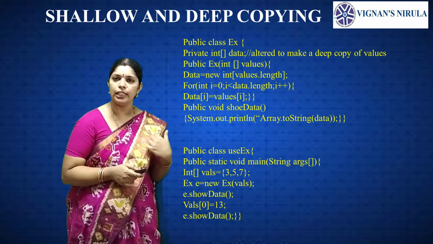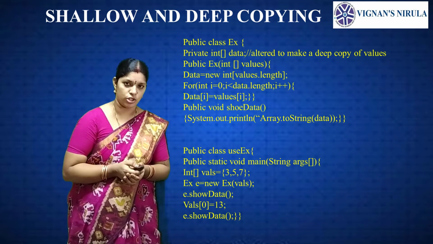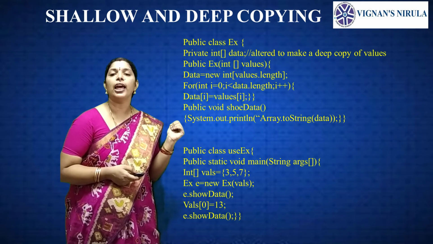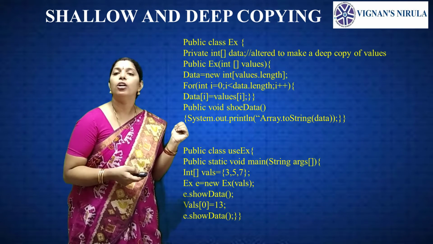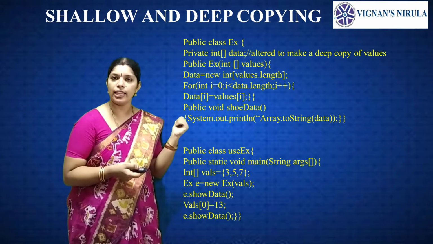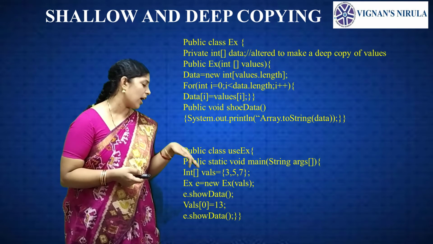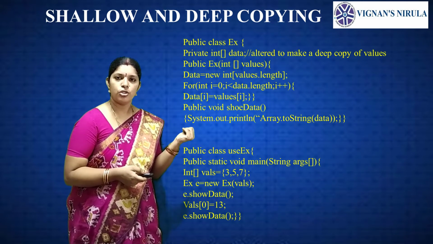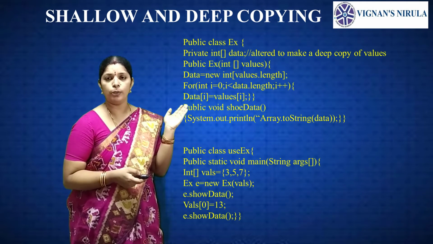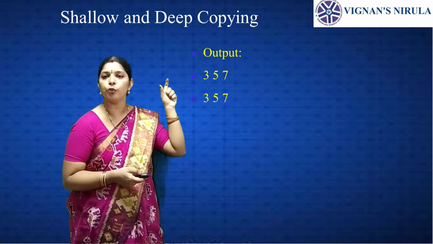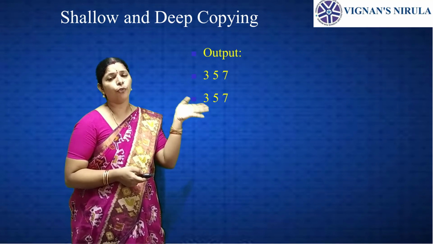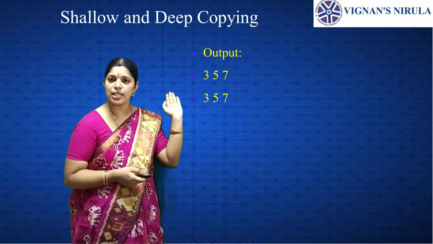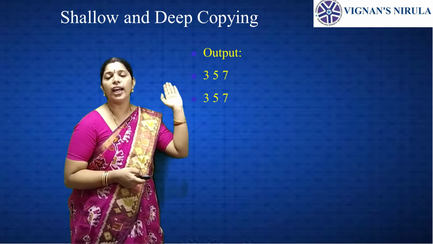Next, what is the main method? The main method is in public class UseEx. So here we are writing public static void main of String args. Here we are initializing, declaring the values as 3, 5, 7. After that, we are changing the value at index 0 to 13. By using e.showData and e.showData again, let's see what the output is. The first e.showData will display 3, 5, 7. After changing the value at index 0 to 13, it will still display the value 3, 5, 7 only.